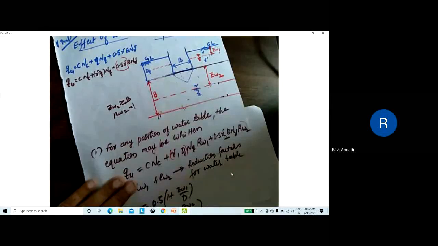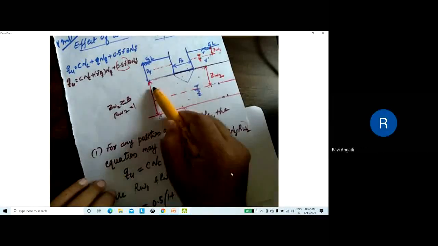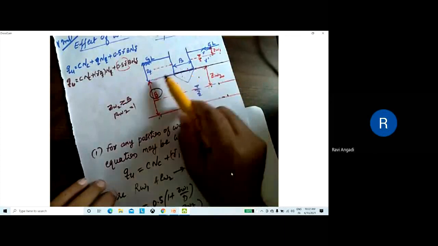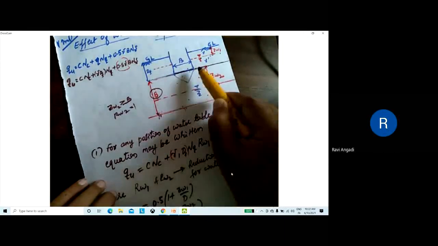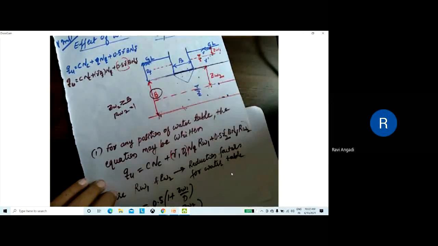What is B? Depth, sir. Distance from the base of the footing to the water table. If the footing depth equals the base of the footing or is greater, then there is no effect of this water table; it won't affect the bearing capacity of the soil.